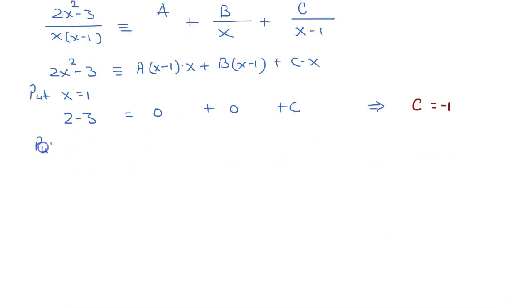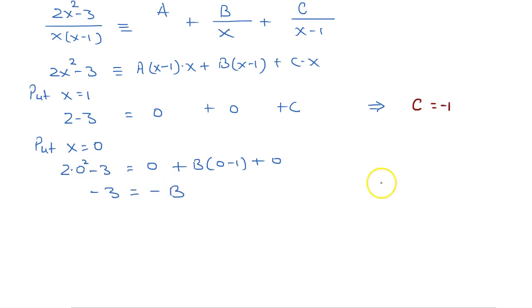Now put x is equal to 0. 2 into 0 square minus 3 is equal to, this is 0, b 0 minus 1 plus 0. So this is minus 3 is equal to minus b. So it shows that b is equal to 3.